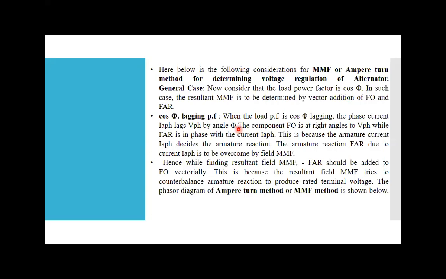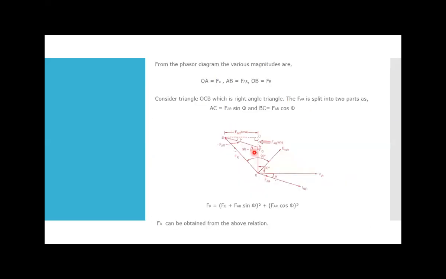But here my load is not purely inductive, so my current lags my voltage by some angle, and that is known as phi. You can see here, this is my voltage and this is my current. It is not purely 90 degrees, but it has some angle which is known as phi. When it is purely inductive, then it is 90 degrees lagging. But here we do not have that case.